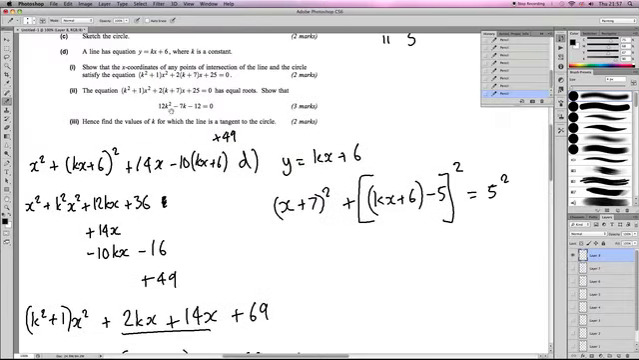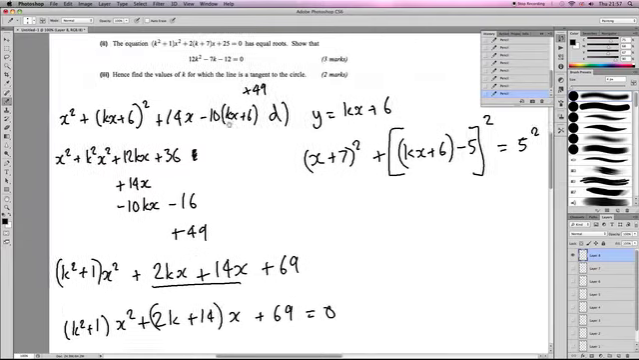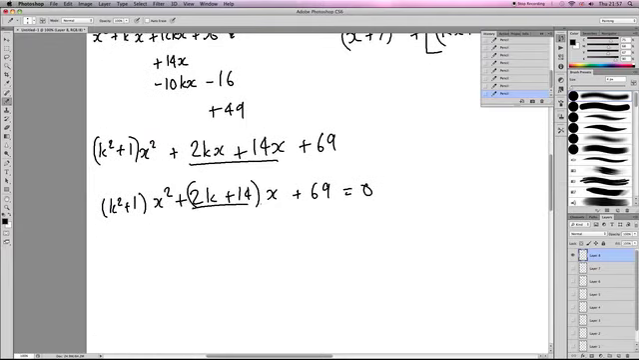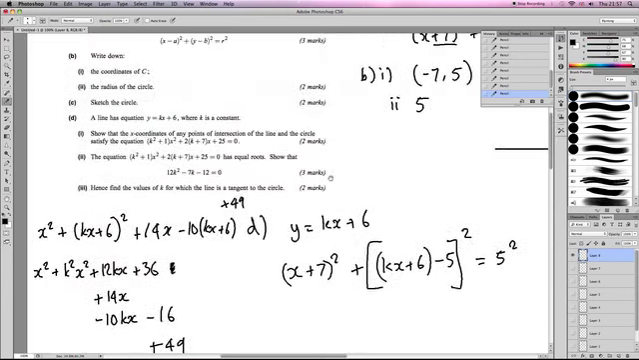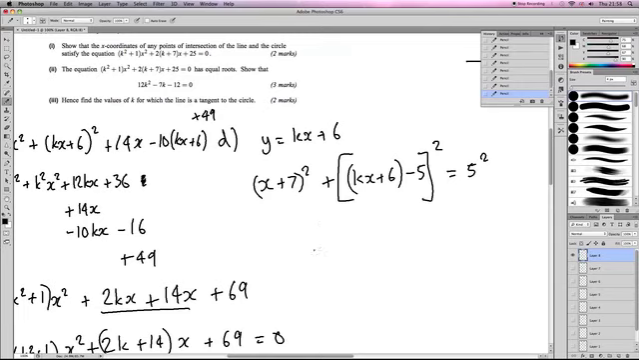And let's double check it. What they've done is they've factorized 2 out of this, so they've done 2k plus 7 x plus 69, etc. So yeah, there it is, and that's 2 marks. I hate to see what the rest is like then.